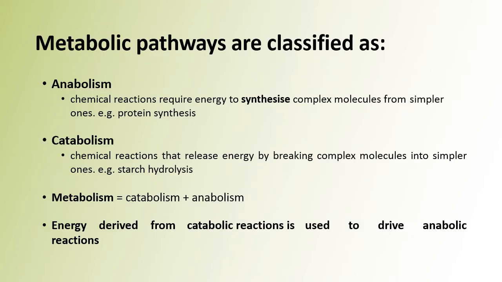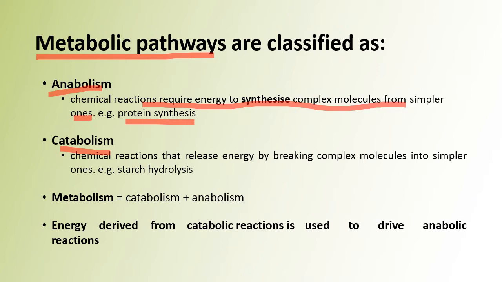Okay, let's look at the metabolic pathways. The metabolic pathways can be classified into anabolism and catabolism. Anabolism means chemical reactions that require energy to synthesize complex molecules from simpler ones. For example, protein synthesis. Usually the protein is synthesized from amino acids, and the amino acids will form a peptide, and then the peptide will be formed into a protein.